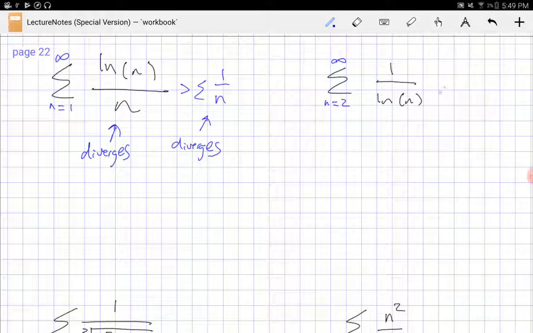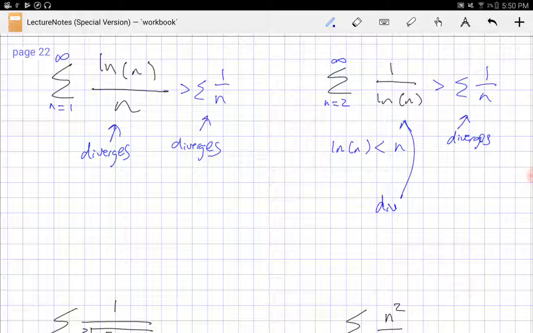For this series, would I use the comparison test? Yes, actually, in this series, I would also use the comparison test. Since I know that ln of n is less than n, I can say that 1 over ln of n is greater than the sum of 1 over n. And so this also diverges by the comparison test. And so therefore, it diverges by comparison.